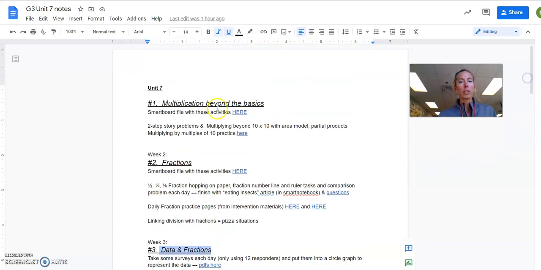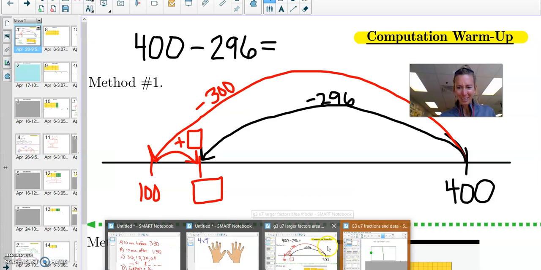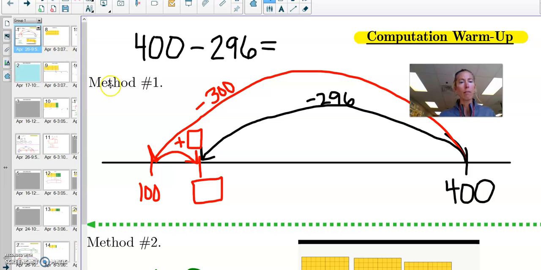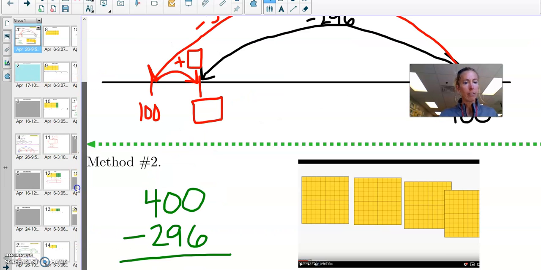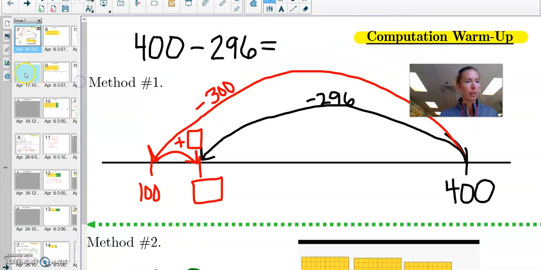So to start off with, the Smartboard file here will take you through everything that you need for multiplying beyond 10 by 10. So let's take a look at that. If I go down to my Smartboard file, let's see this one. I do have a warm-up problem from last year that's going through two methods for subtracting or adding numbers. So there's some computation in the warm-up if you want to use those. This one even has a video to follow along for another method, the algorithm.